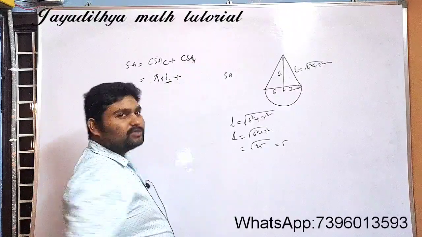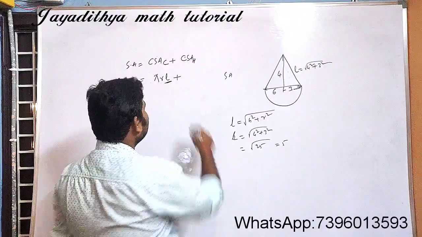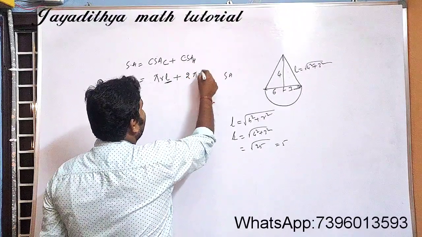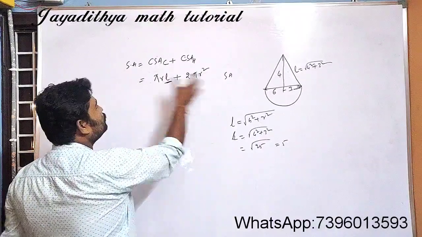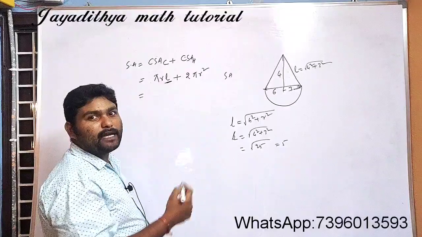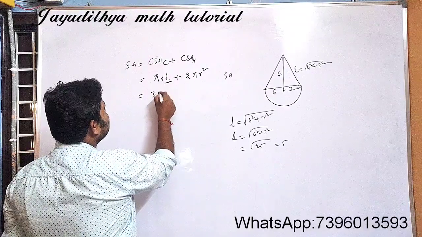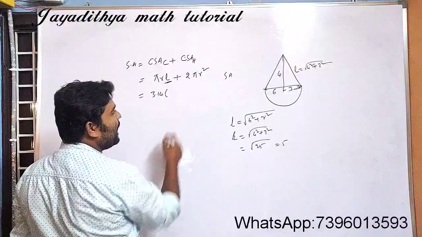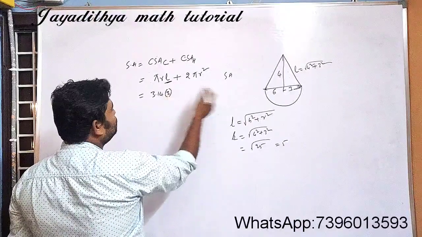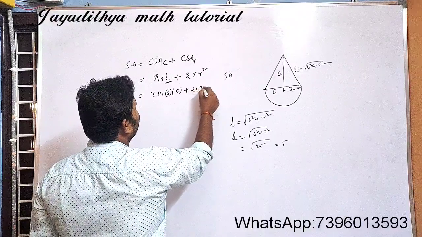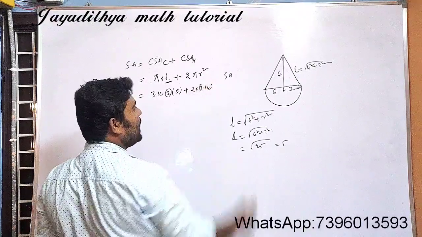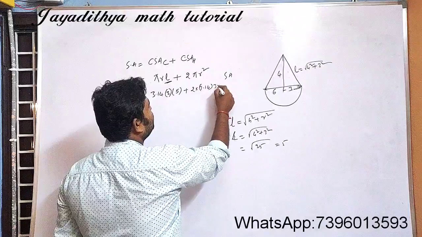And then what is the curved surface area of the hemisphere? That is nothing but 2 pi r square. The radius of the hemisphere is also 3 here. So substitute all the values. He is asking us to take the pi value as 3.14. So this is 3.14 into r is 3 into L is 5 plus 2 into 3.14 into r square. R square is 3 into 3.